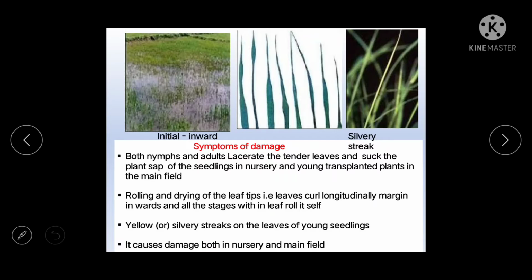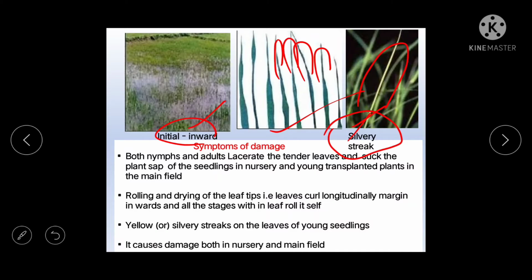First you will see initially inward curling will occur. See, you can see here the leaves are getting curled. So inward curling of the leaf will occur from the tip portion. Okay. Then the most important is silvery streak. If they are attacking any leaf, that leaf will become silver color. That's why it is known as silvery streak. Okay, so these are the most important things. So if in exam you cannot remember all the points, if you are writing only inward curling of the leaf and silvery streak, then it is okay.